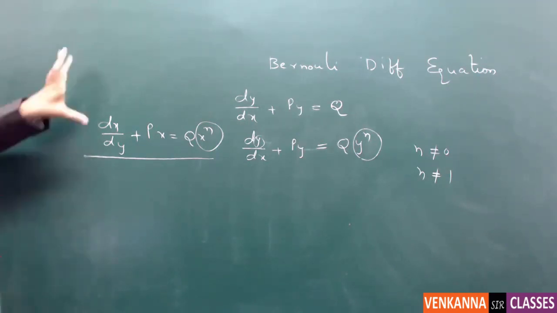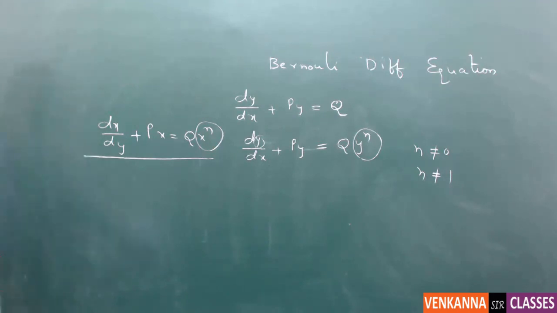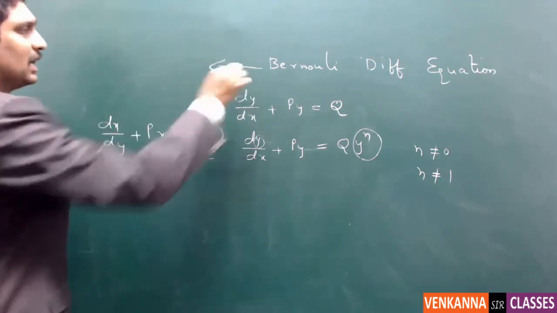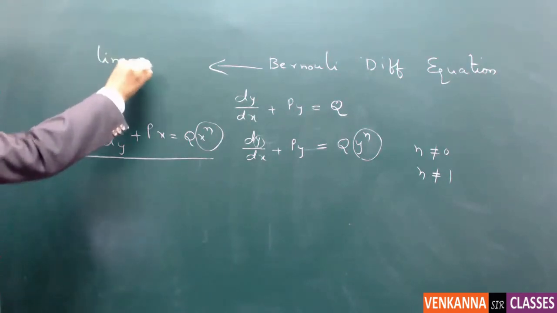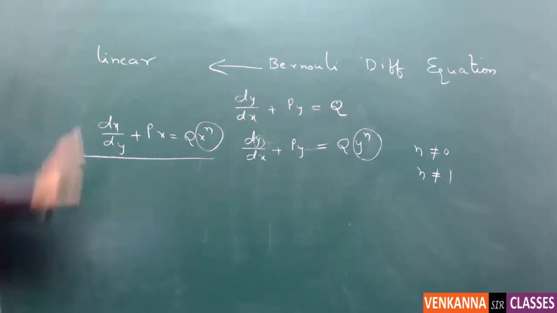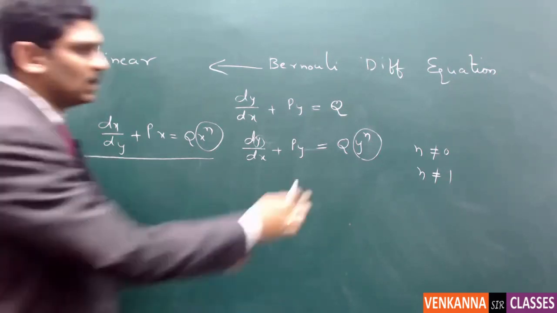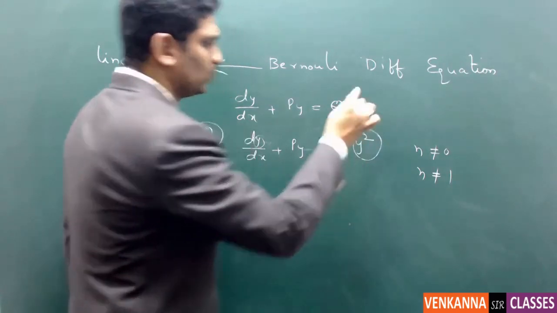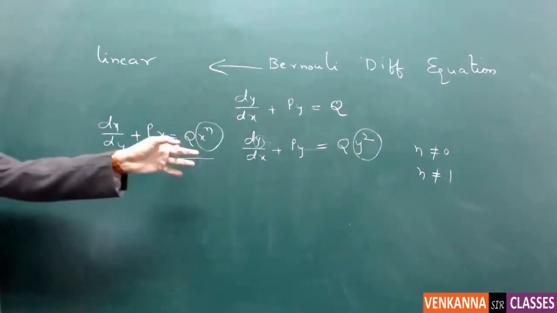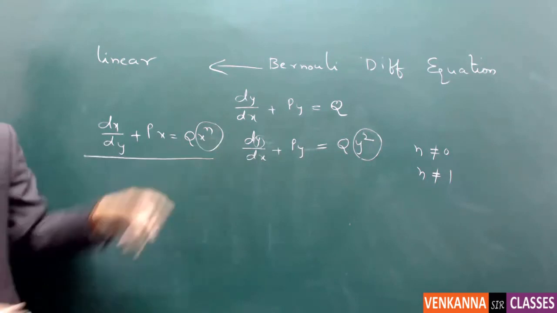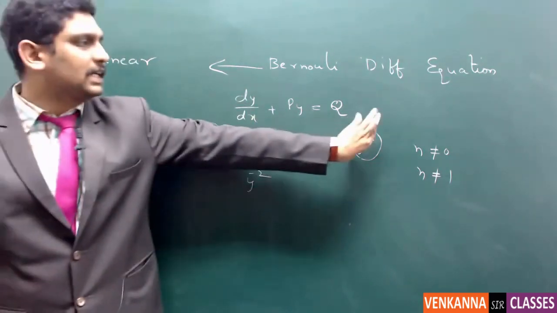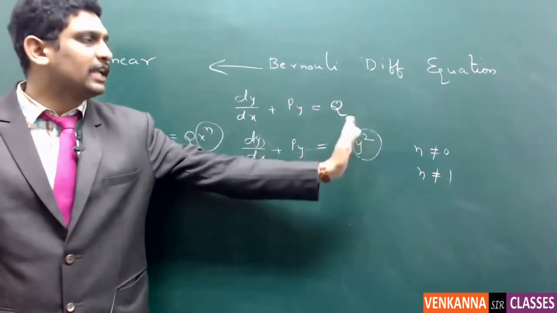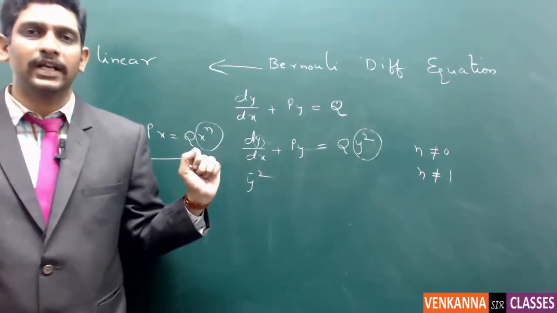And what is the procedure to solve? The thing is, we convert Bernoulli into linear. Then we solve the model. How to convert? Let me say, for example, if we have y power 2, multiply the total equation with y power minus 2. So on the right hand side, this part, the y square part, is eliminated.